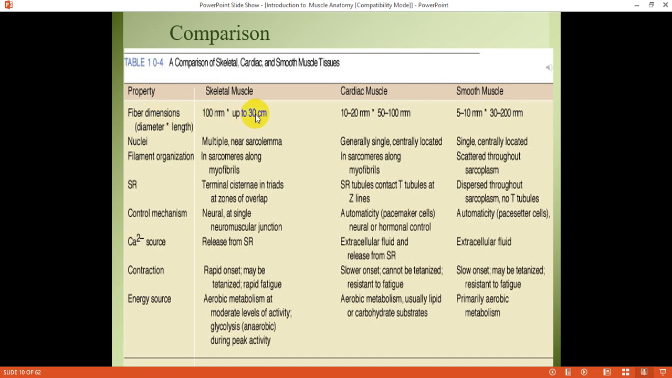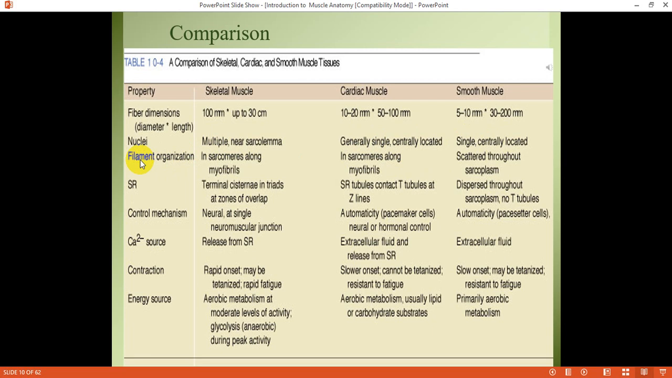So these are very long muscle fibers, while cardiac muscles in diameter are 10 to 20 mm and their length is up to 100 millimeters. So they are very short muscles. The smooth muscles are also short, diameter 5 to 10 mm and their length is 30 to 200 mm. The nuclei in skeletal muscles are multiple and they are present near the cell membrane, while in cardiac muscle and smooth muscle they are centrally located.